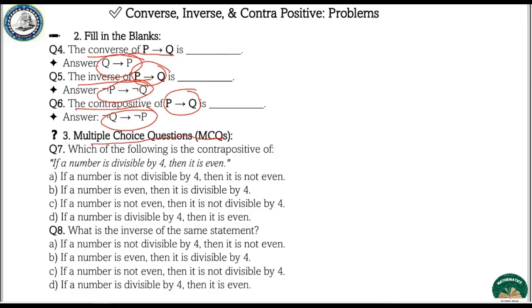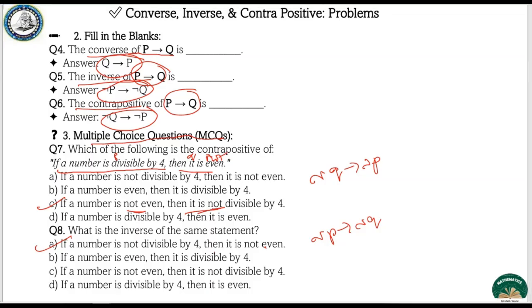Multiple choice questions. Which of the following is a contrapositive of: if a number is divisible by 4, then it is even? First you should write Q, and then P with the not statement. If a number is not even, then it is not divisible by 4. That will be C. What is the inverse of the same statement? Inverse is negation P implies negation Q. So if the number is not divisible by 4, then it is not even. That is option A.